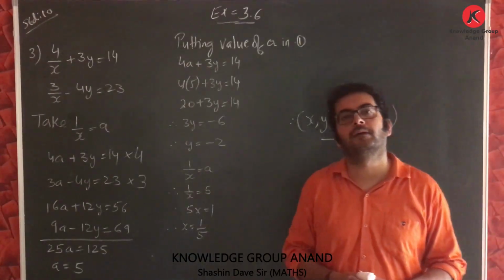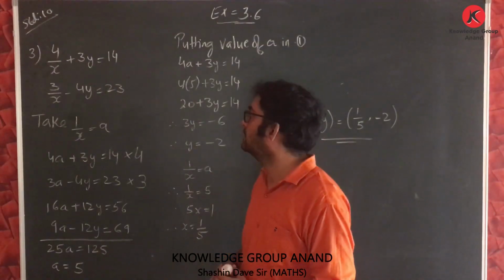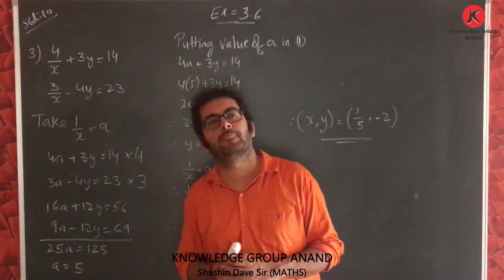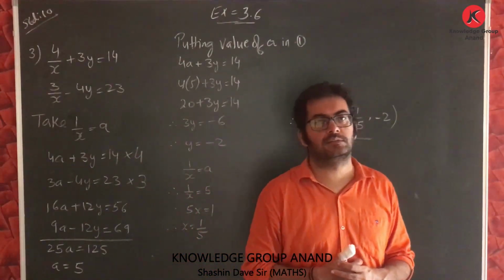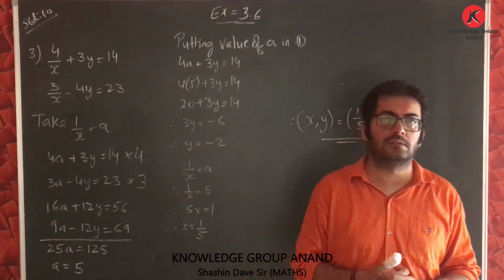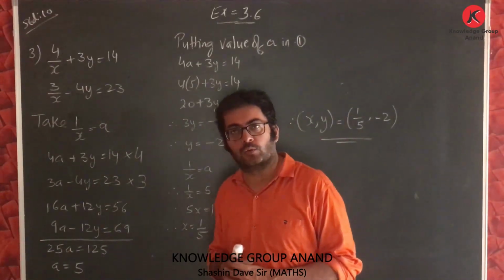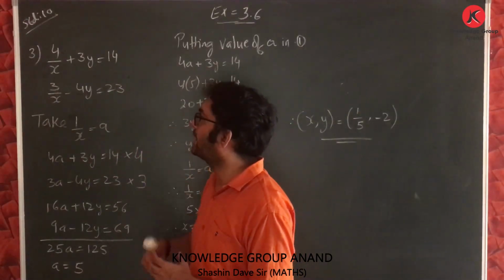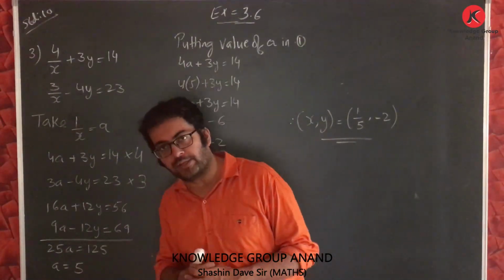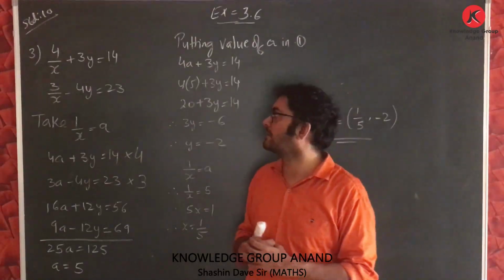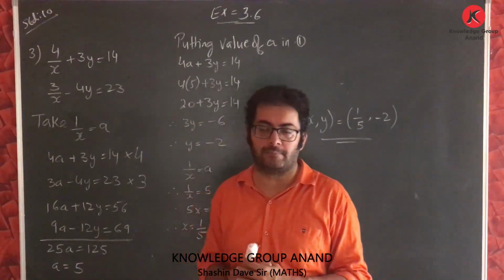Okay dear students, one more sum using the same method. Exercise 3.6, question 1, sub question 3. The question is like this: 4 by x plus 3 by y is equal to 14, and 3 by x minus 4y is equal to 23.